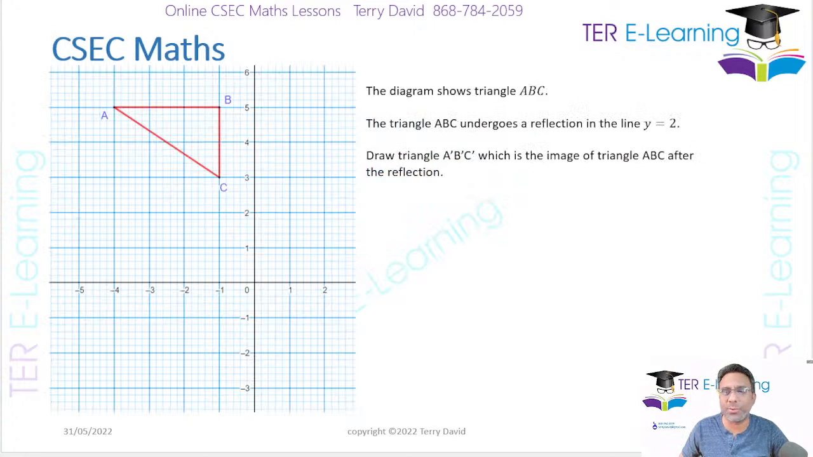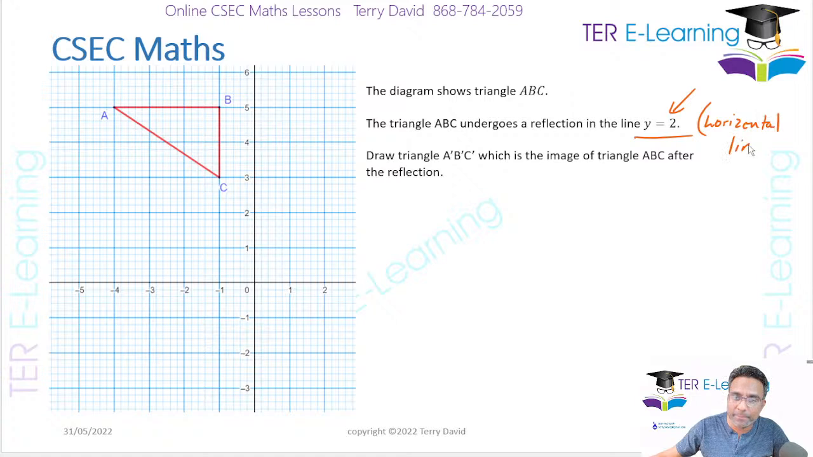Alright, let's look at this one here. So I have a triangle ABC, and triangle ABC undergoes a reflection in the line y is equal to 2. Draw this triangle. So I have a triangle ABC, and you have y is equal to 2. Now y is equal to 2 is a horizontal line. So this line here is actually a horizontal line. Right? That is what that is. So y is equal to 2 is this line here.